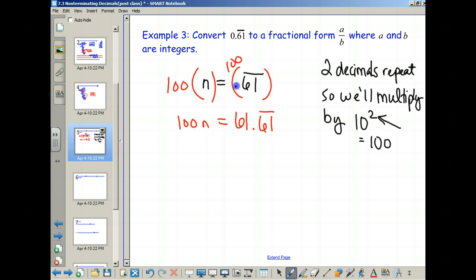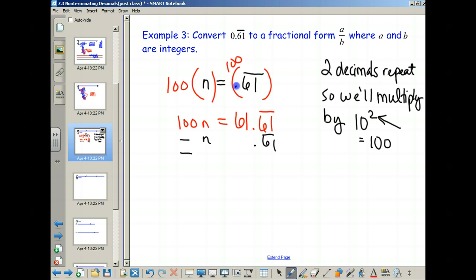Here's the cool thing next. After we have this new 100n equals equation, I'm going to subtract the original equation that I started with up here in black. On the left-hand side I subtract the n, because it is the term that is exactly like the term on the left. It's got an n in it. But on the right-hand side, I have to subtract the same amount, and n is equal to 0.61 repeating. So I can subtract 0.61 on the other side, okay?